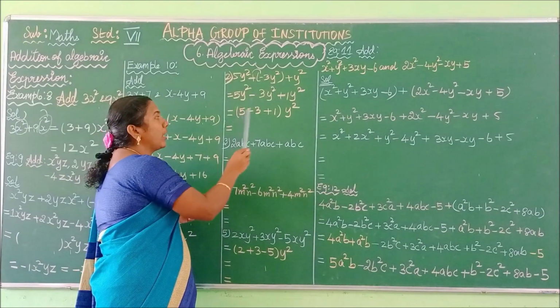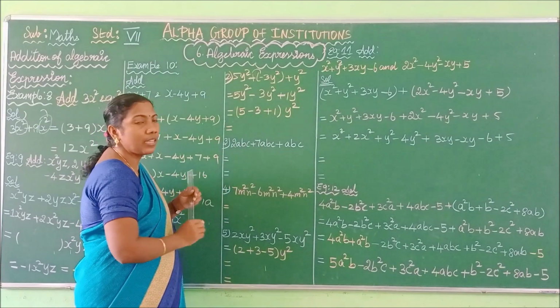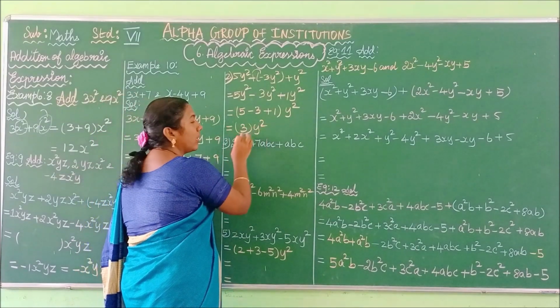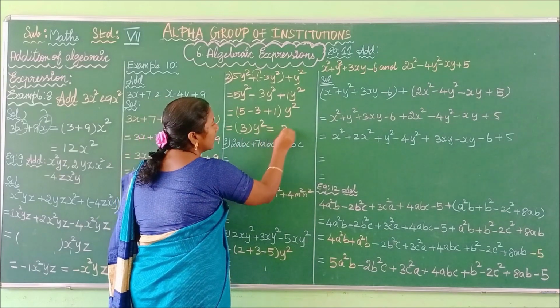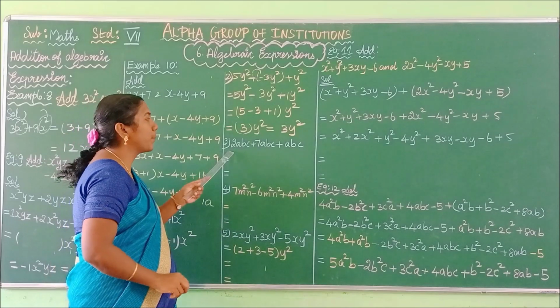Okay, now we have to evaluate the numbers within the bracket. So 5 minus 3, what is your answer? 5 minus 3, 2. 2 plus 1, 3. So your answer is 3y square. Within the bracket you have the 3. You can also write the answer straight away, 3y square. Okay, 3y square.